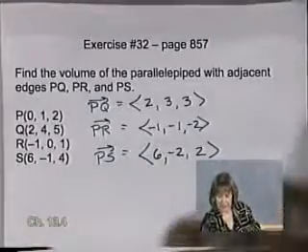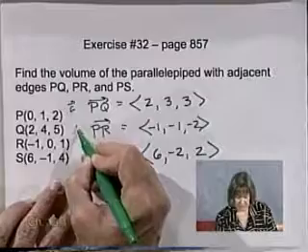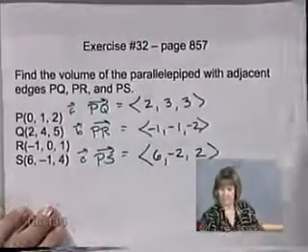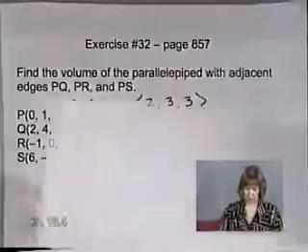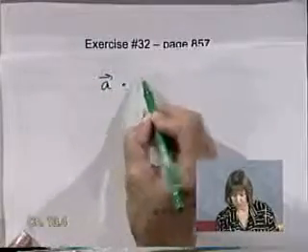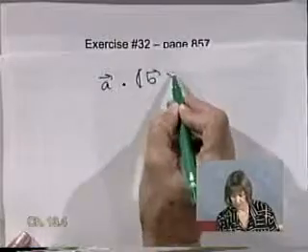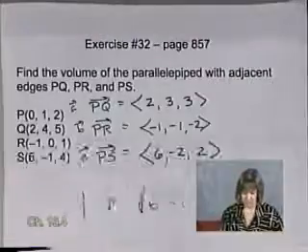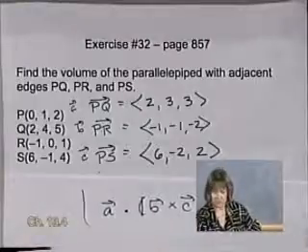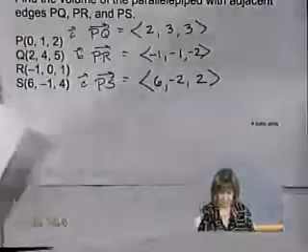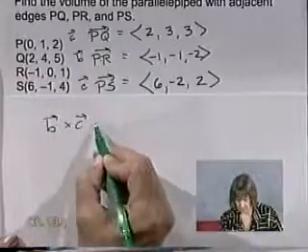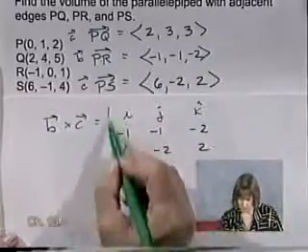All right. We can call this vector A, this vector B, and this vector C. So our volume we determined was the magnitude of A dotted with B cross C. So first of all, what we have to do is figure out what B cross C is. We're going to put I here, J here, K here, negative 1, negative 1, negative 2, 6, negative 2, 2.